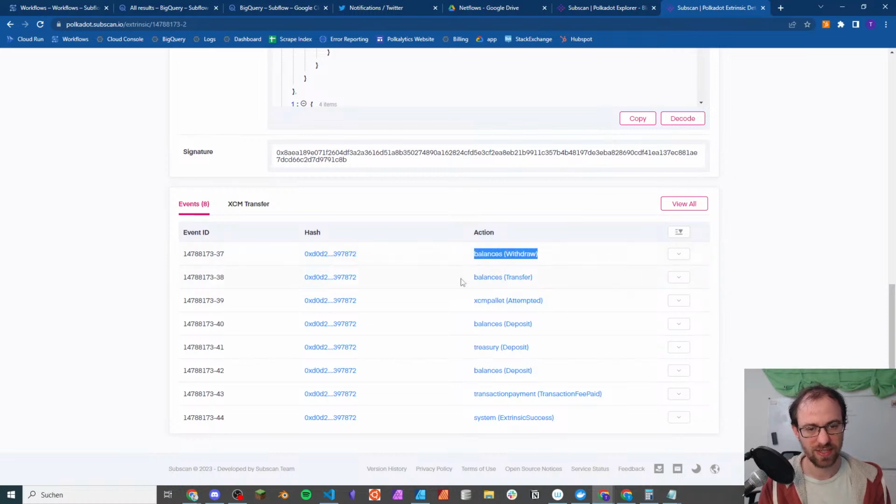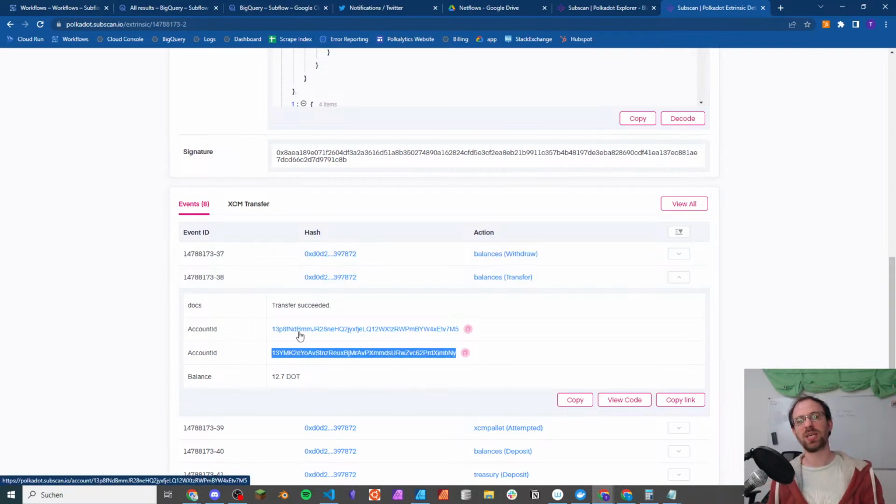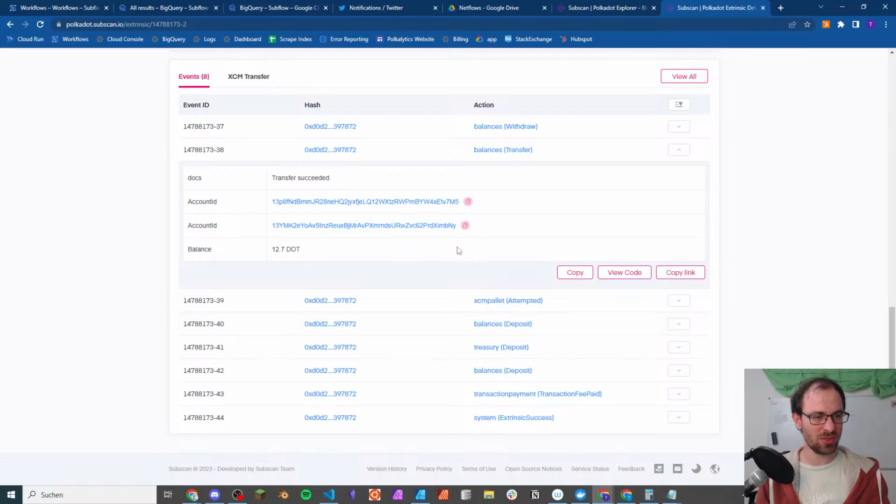So let's look at the events. We have some withdraw, we have a transfer event, balances transfer. This is relevant because it means we can just look at all the balances transfer events. And we have been looking at balances transfer events yesterday a lot. So this will be easy for us, which makes me happy. It means we can just work with the data that we have, and it will likely mean we don't need to look any deeper.